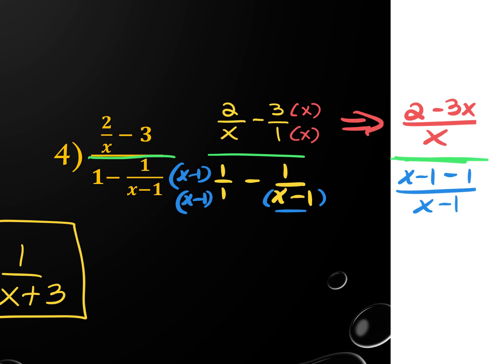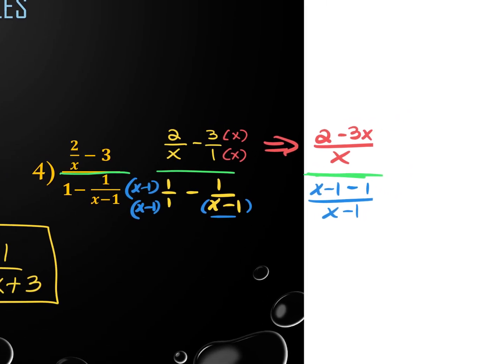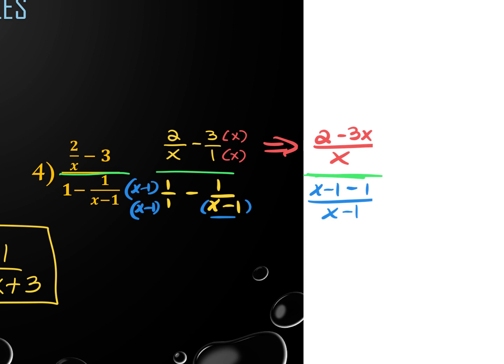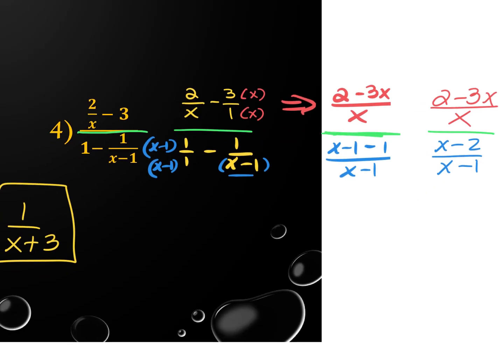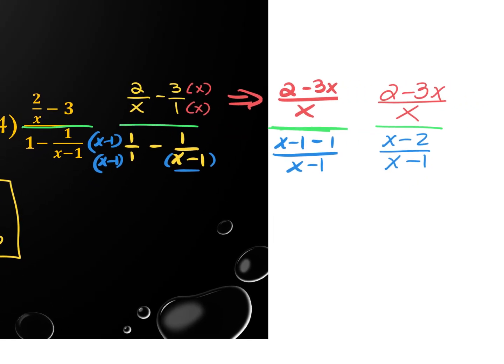Now I can simplify that blue because minus 1, those are like terms. So now I'm going to go ahead and keep the red still. So 2 minus 3x over x. And then I can simplify the blue, and it becomes x minus 2 over x minus 1. Now I have my division problem. So now I'm going to do the red, 2 minus 3x over x divided by the blue.